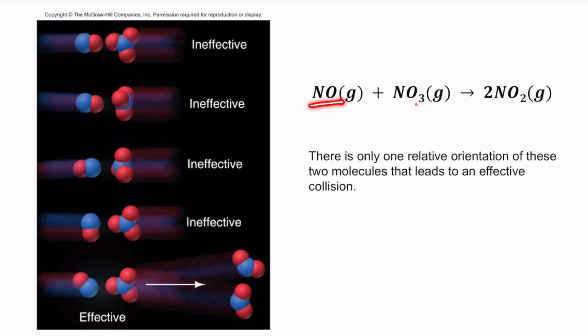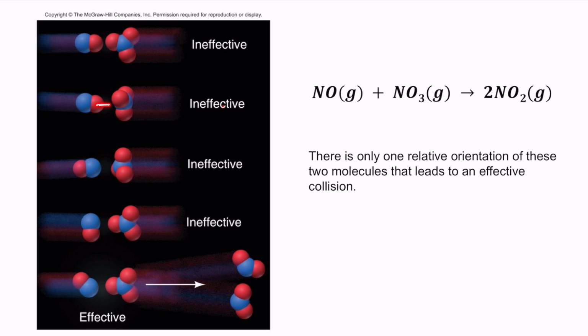So we have NO reacting with NO3, and we're forming NO2. Now, if they are oriented in this direction, then we have two oxygens that are going to collide, which means we would form a bond between the oxygens. So this would be an ineffective collision because it's not going to give the appropriate products that we're desiring.